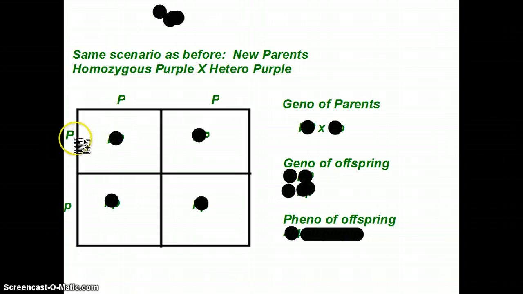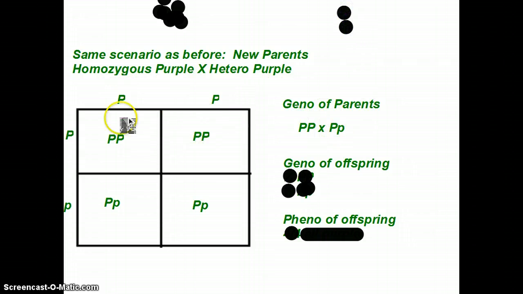Bring the P down, bring across, you got two capitals. Bring down, bring across, two capitals. Bring down, bring across, one capital, one lowercase. Bring down, bring across, one capital, one lowercase. So you've got the genotype of parents, because that wasn't given to you. Capital P, little p, you saw that right here, and capital P, capital P, capital P, lowercase p.